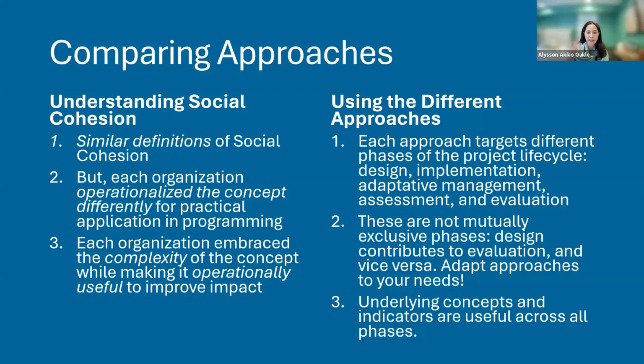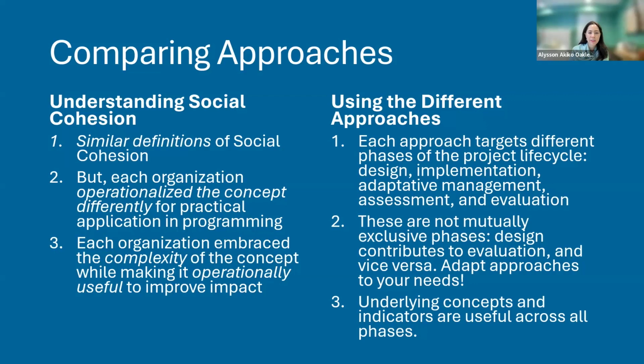They didn't want to just have this very complex concept. They wanted to make it very concrete. And yet by concretizing the social cohesion concept, they still kept the complexity of it without reducing it to very specific indicators. They wanted to make it operationally useful, but also embrace the complexity. So I found that very useful and interesting across the four organizations, and you will certainly see that if you look at the resources that we've shared.